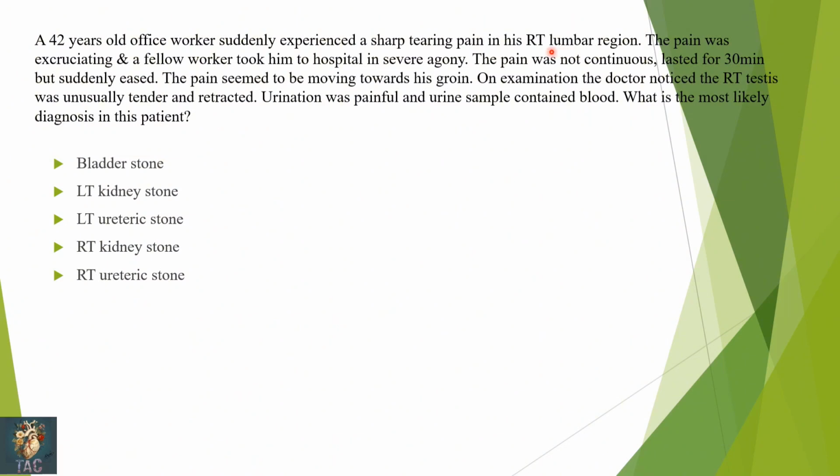So please look at the scenario. This is the pain in the right region. So we are left with the right kidney stone or right ureteric stone. Then another condition, that pain lasted for 30 minutes and then ceased, means it has passed through the constrictions which are normally present in the ureter, and it may have entered into the urinary bladder. So the stone was present in the right ureter, and this was the answer.